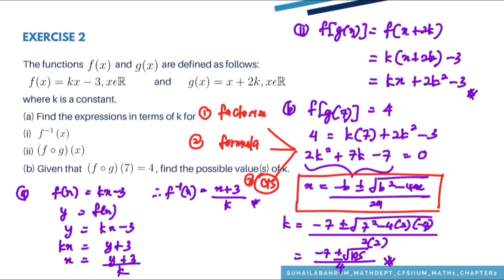So there are two values of k. One is negative 7 plus square root of 105 over 4, and another one is negative 7 minus square root of 105 divided by 4, or you can just leave it like this. So it's okay, it means that we do have two values of k. Okay, that's all for exercise 2. You can proceed with your tutorial 1 part 2 on chapter 2.